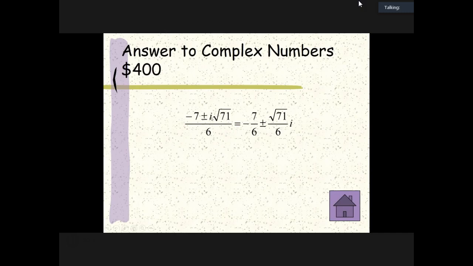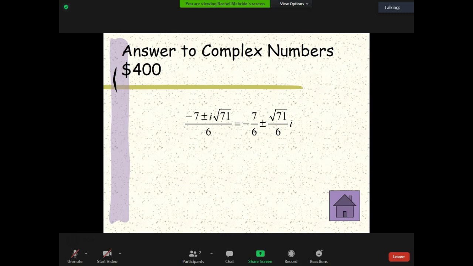So the correct answer should have been -7 plus or minus i square root 71 all over 6. There is a Delta Math tomorrow. There is. Because for those of you who are struggling, it will help you. There are videos I posted. There are lessons you can rewatch. You have to memorize the formula.